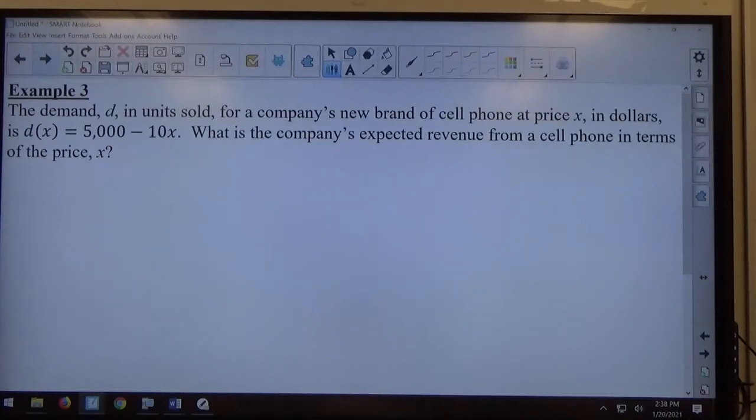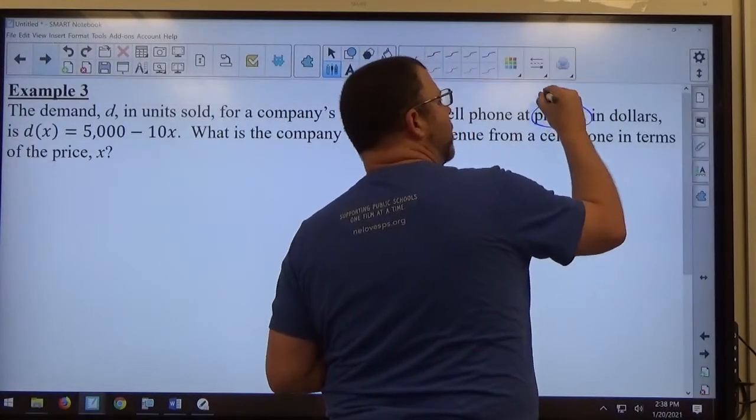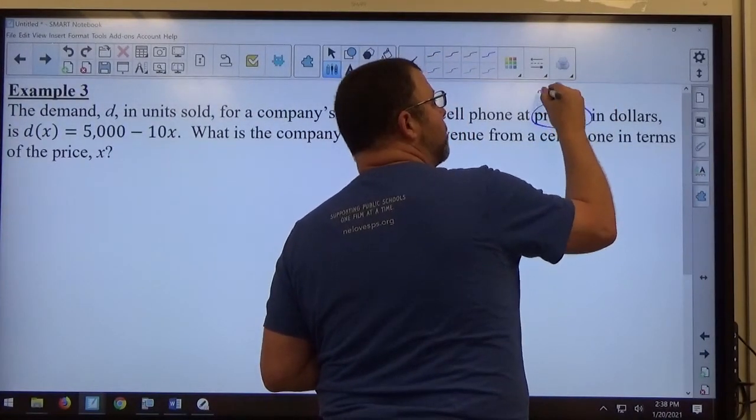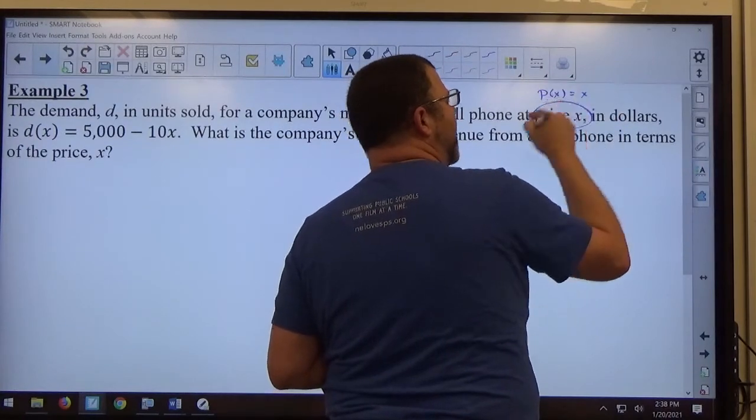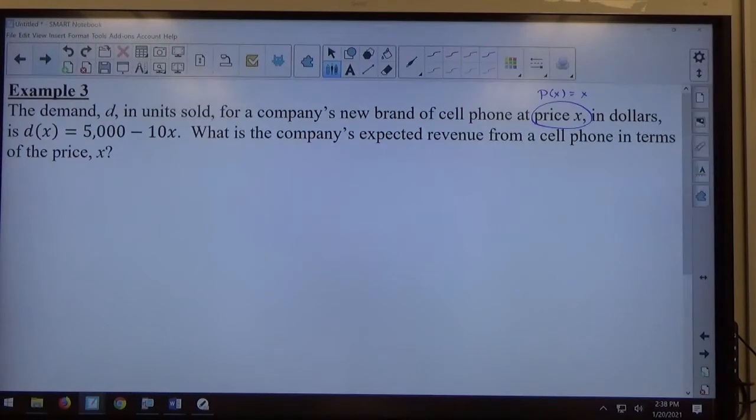The demand D in units sold for a company's new brand of cell phone at price X in dollars is D of X equals 5,000 minus 10X. Now first off, price could be given like this. The price is X, which if I write it in function form, P of X equals X. I like my price to be a function, so P of X equals, the price is X.